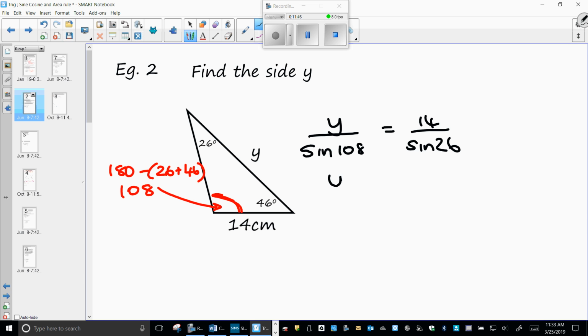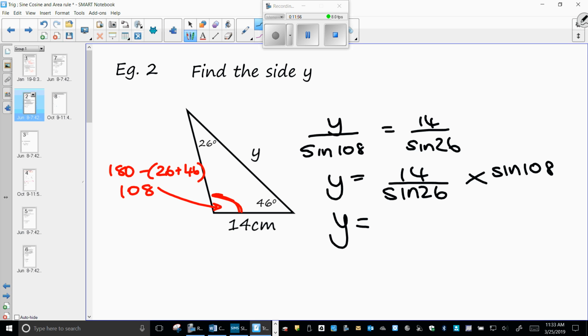Alright, so rearranging this, we've got 14 over sine 26 multiplied by sine 108. You can put brackets wherever you like. And once that's in your calculator, we have an answer of 30.4. And remember, these are all lengths, so we should put our unit in there also. Yes, because that's 14 centimetres.